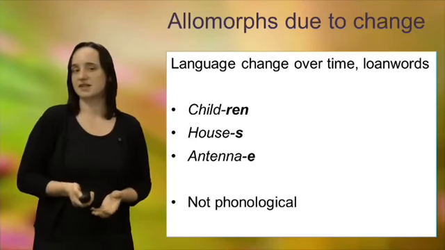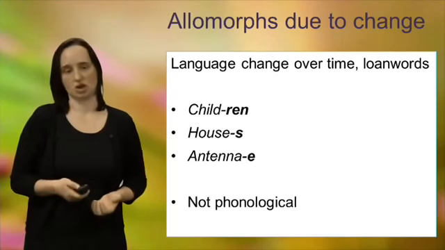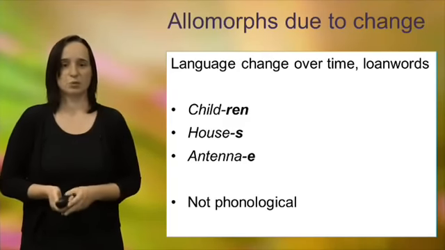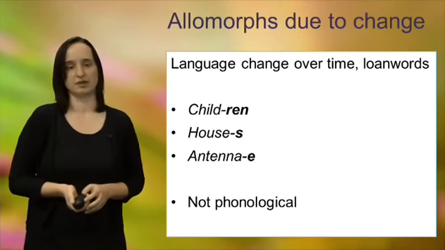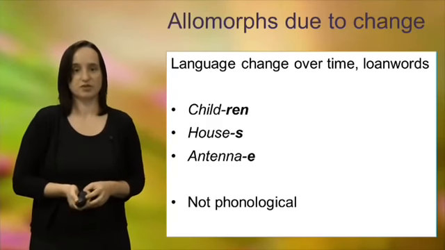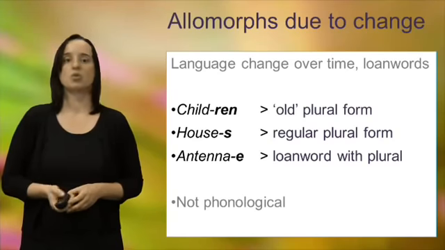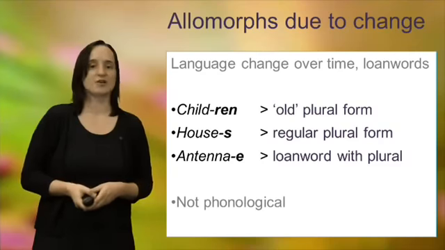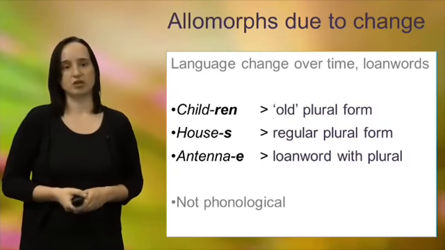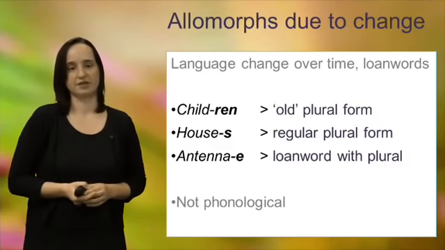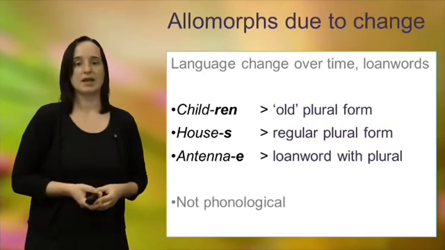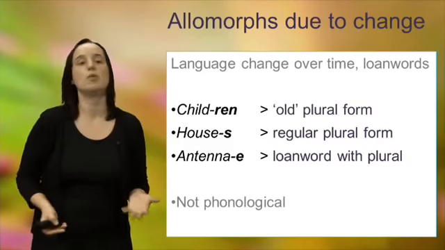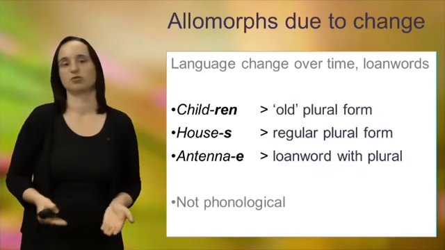Now, in this case, there's nothing phonological that determines whether it's ren, s, or e. Okay, we could say child's, works perfectly well, but it doesn't. The form is children. Now, this is language change over time. In children, this ren or n plural form is actually an Old English plural form that has survived, the Old English weak plural. In houses, the s is our regular plural form that appears with most types of plural nouns.